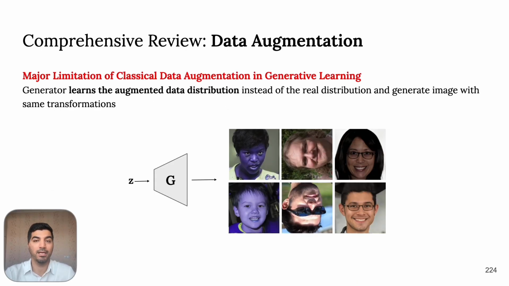But there is a major limitation in using classical data augmentation in generative learning. The generator thinks that this augmented data distribution is the real data distribution. It learns this transformation and then generates images which are rotated or have, for example, pixel bleeding, which is not useful for us. Data augmentation approaches in generative learning propose to prevent this.